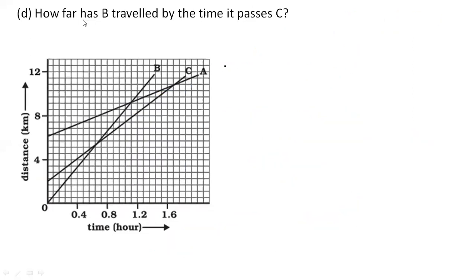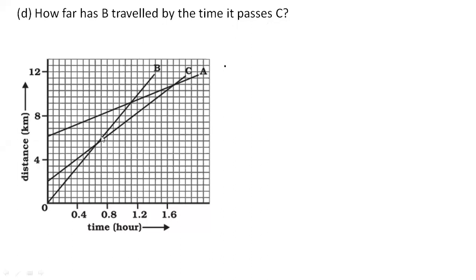Now the next question is, how far has B traveled by the time it passes C? So they are just asking what is the distance traveled by B, but the condition is that when it passes C, so whenever B passes C, we just have to calculate the distance traveled by B. Now that is very simple. All we have to do is find out the common intersection point between B and C. For that, first identify which is the line of B and which is the line of C. So which is that line?